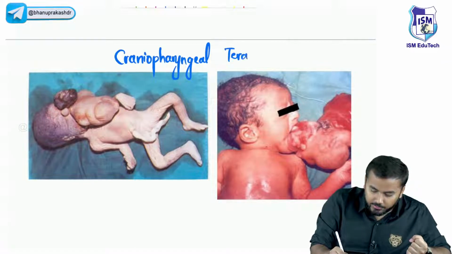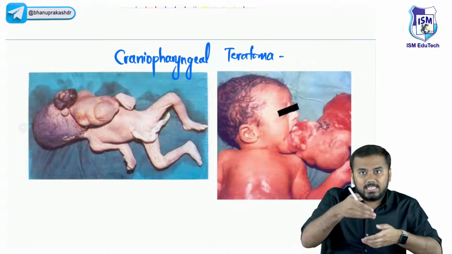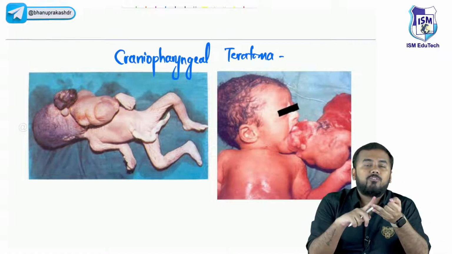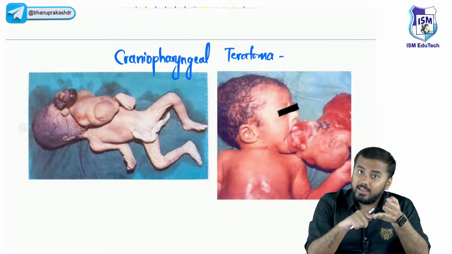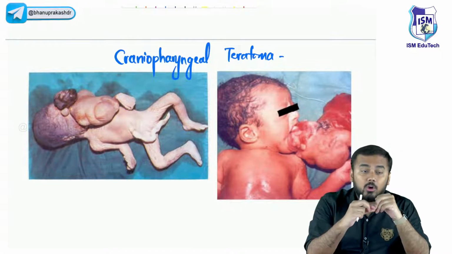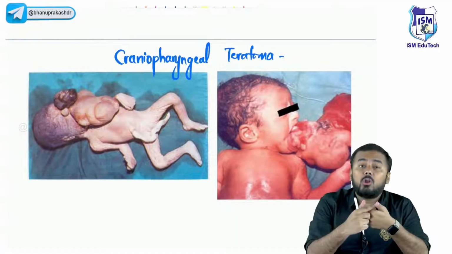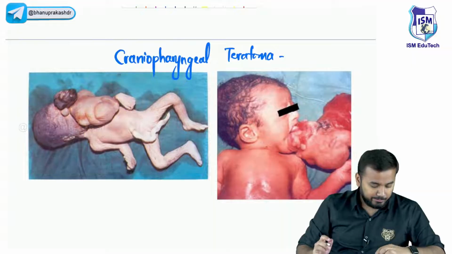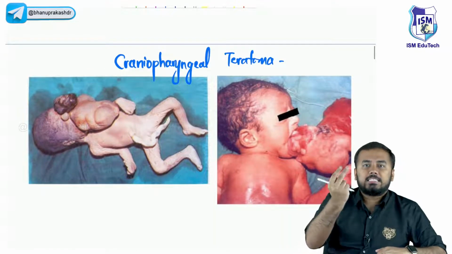Craniopharyngeal teratoma. You know what will happen when you dissect this teratoma? What will you find? You will find teeth, hair, and nails. Not only nails, you will also find bone tissue and muscle tissue. Everything is located within this teratoma. Now, what is the second pathology?